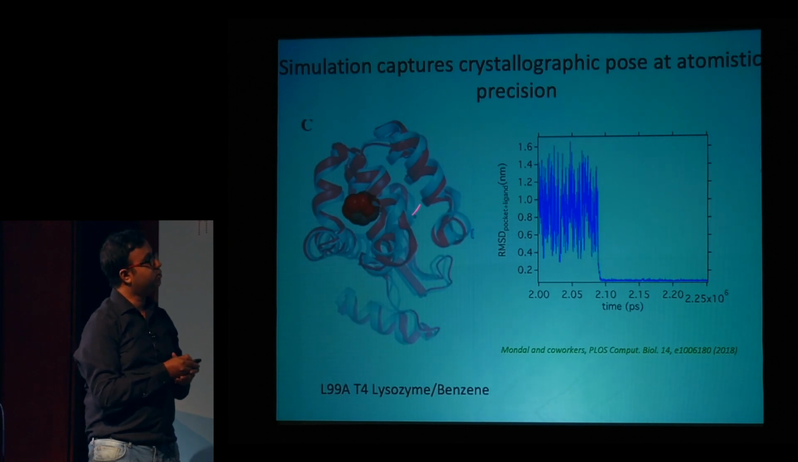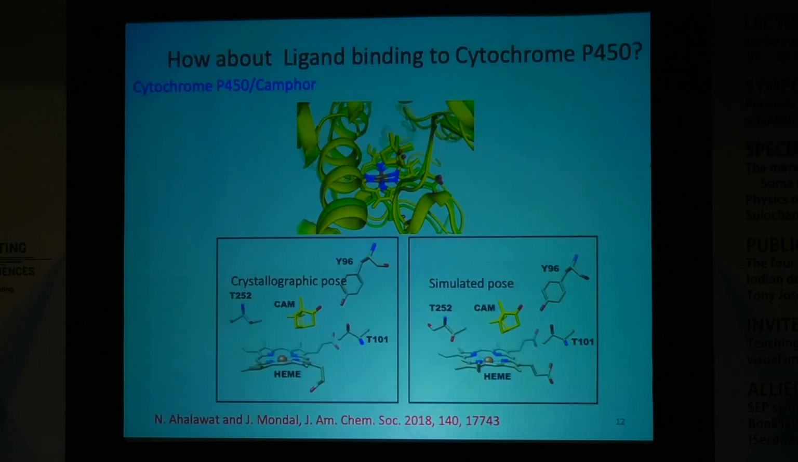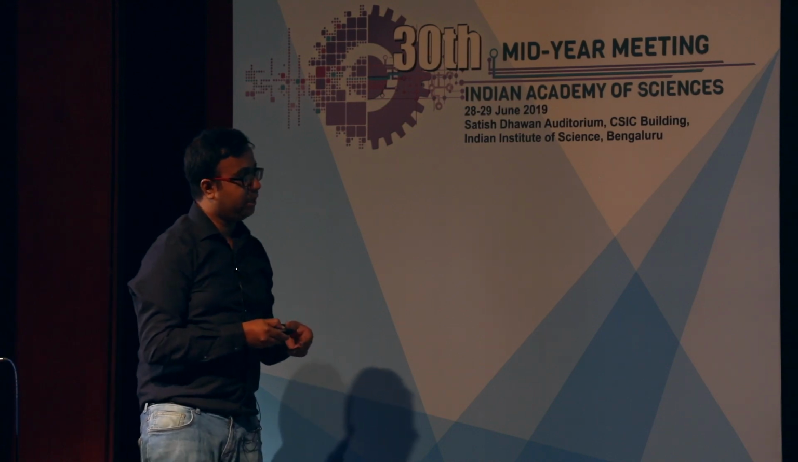So this is one of the systems, the T4 lysozyme with benzene. For the other system, which is P450, if you overlay the crystallographic and our simulated pose after the ligand gets in there, you will see that these two structures are almost matching with each other. This is also near the binding pocket. The crystallographic pose and simulated pose are pretty much identical to each other. So this tells you that the simulation force field and parameters and the unbiasedness of the molecular dynamics simulations are accurately reproducing the crystallographic pose without much error. So that is one good thing.